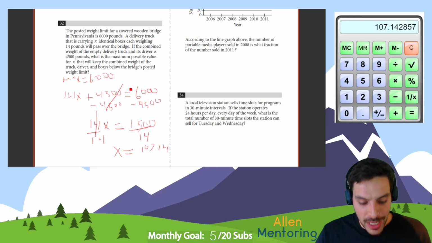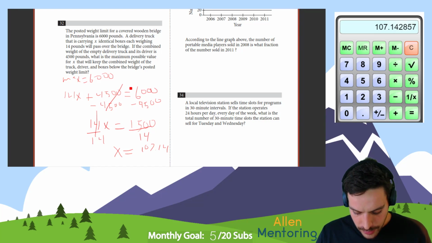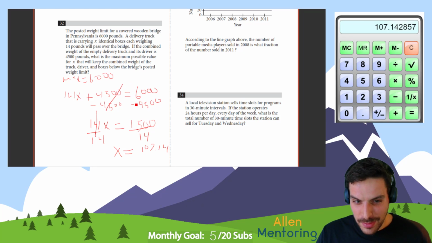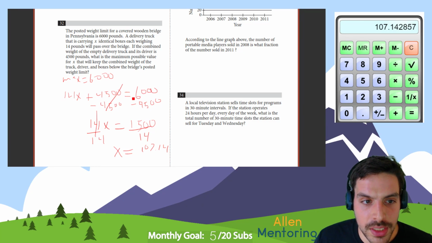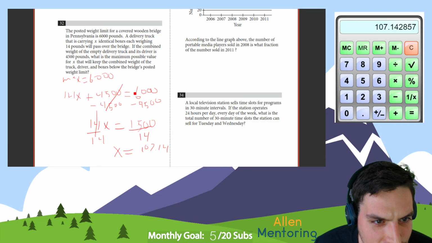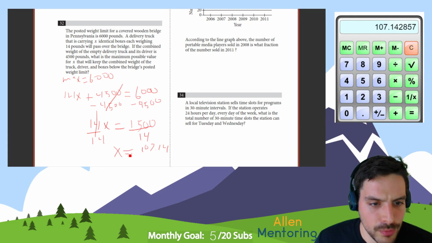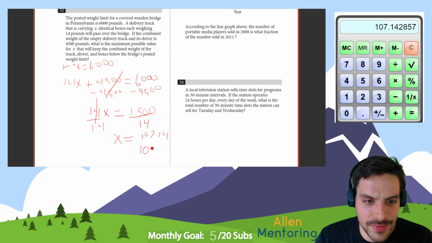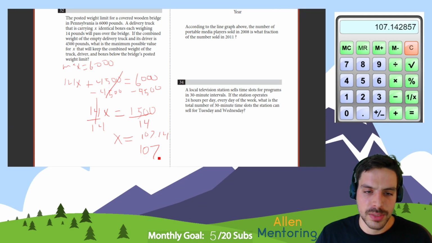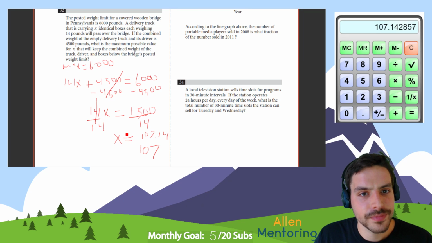Okay, so the question is, what is the maximum possible value for X that will keep the combined weight of the truck, driver, and boxes below the limit? So think about that. The maximum possible value. Is it 107.14? It probably wants us to say to the nearest pound, so we can say that 107 is the maximum, because we don't want to go over that amount.